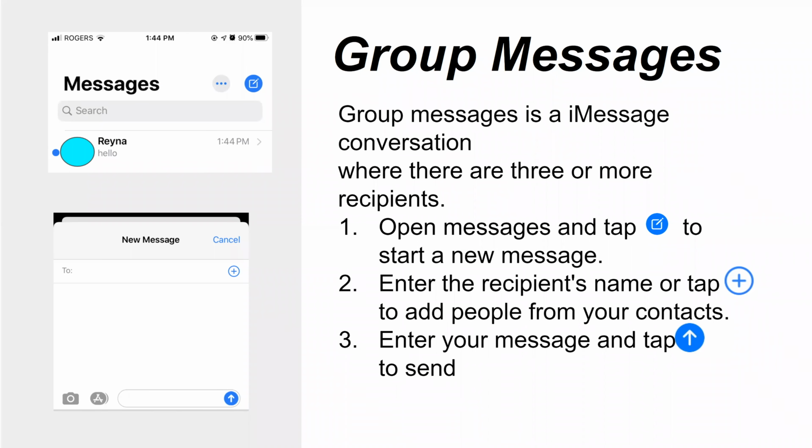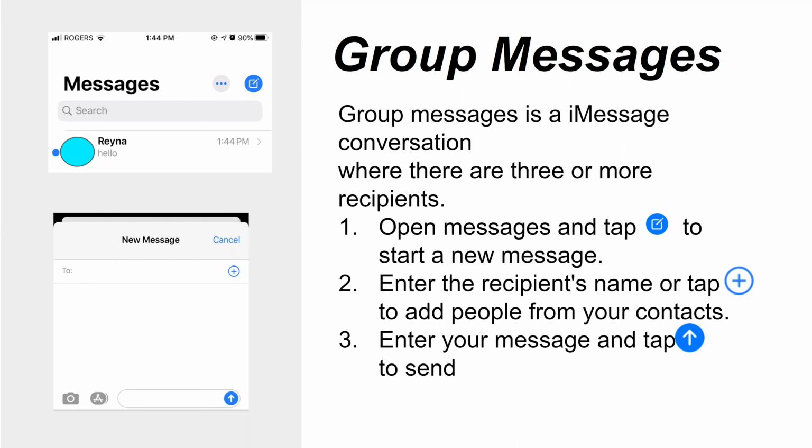You can also create group messages or group chats on iMessage conversations where there are 3 or more recipients. To do this, open Messages and tap the Compose button to start a new message. Then enter all the recipients' names or tap the plus icon to add people from your contacts. You can then enter your message and tap Send.